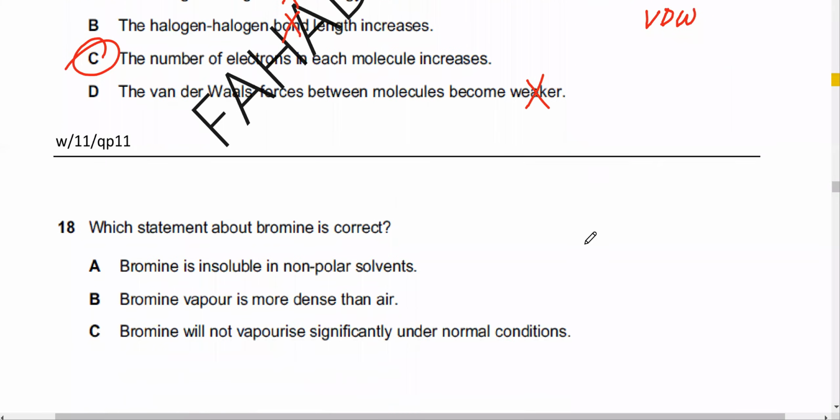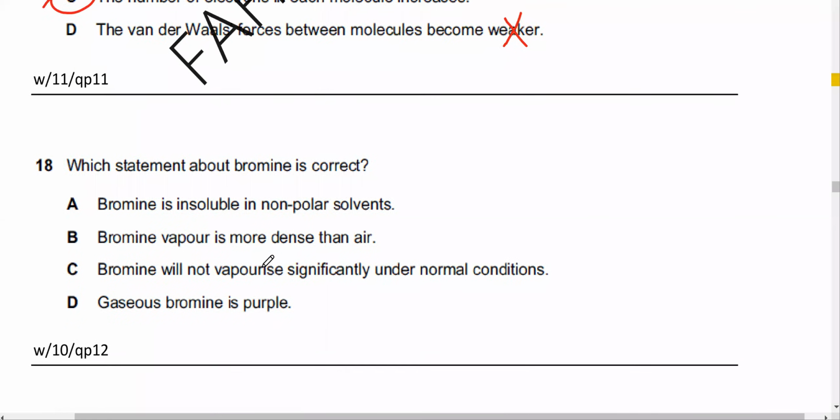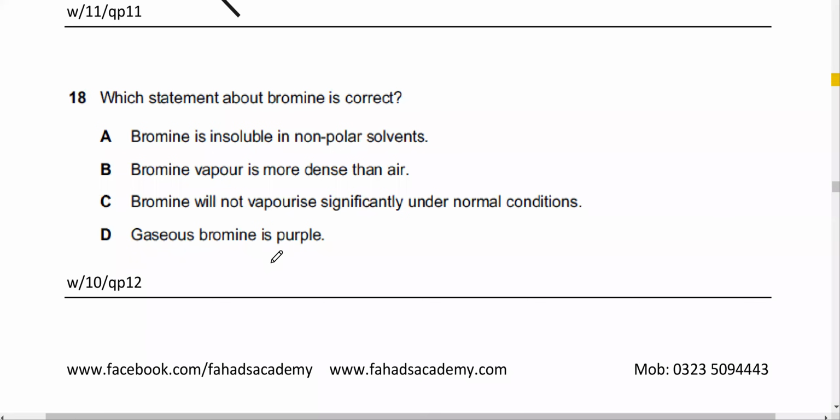So, which statement about bromine is correct? Bromine is insoluble in non-polar solvents. Bromine vapor is more dense than air. Which statement about bromine is correct? It will not vaporize, and gaseous bromine is purple.